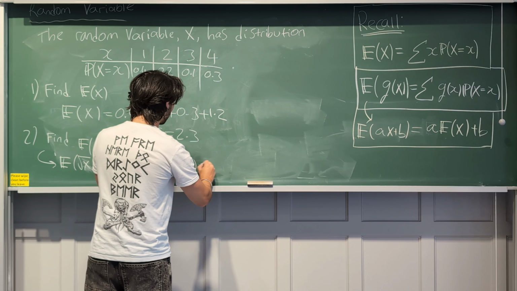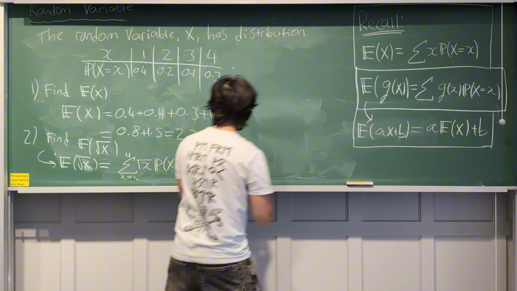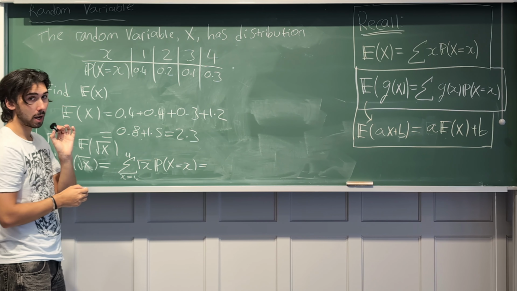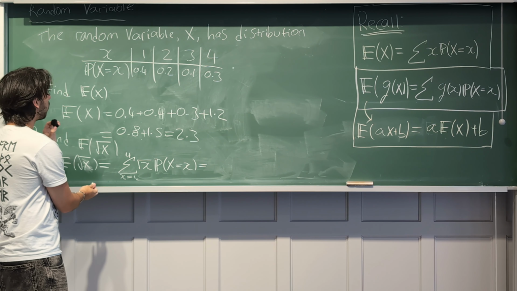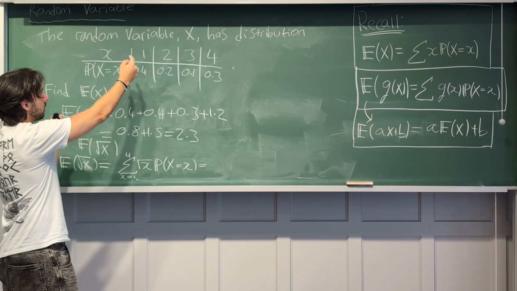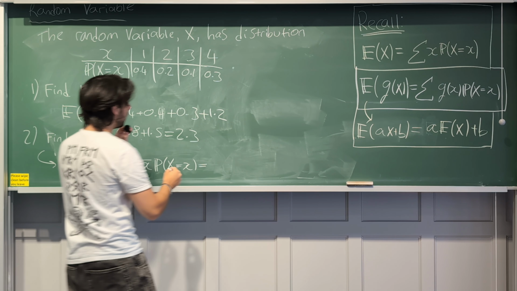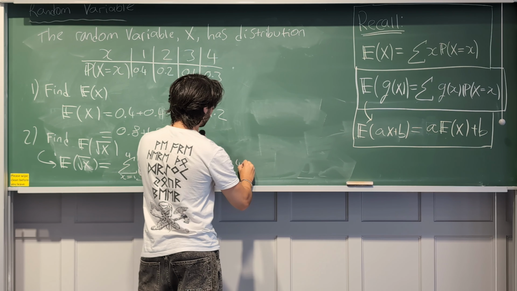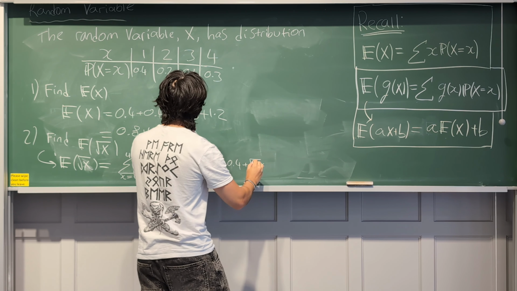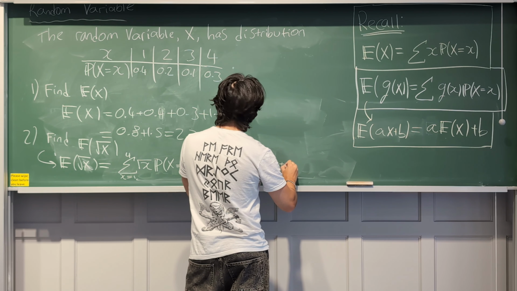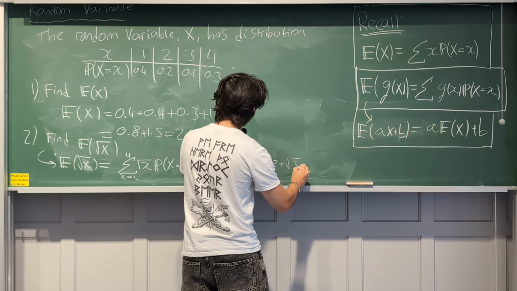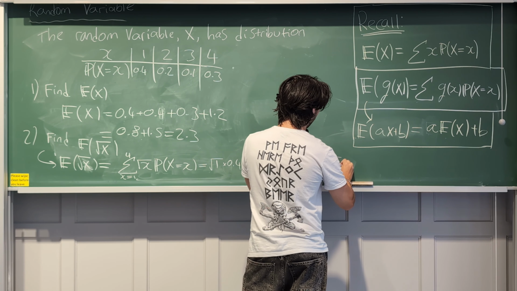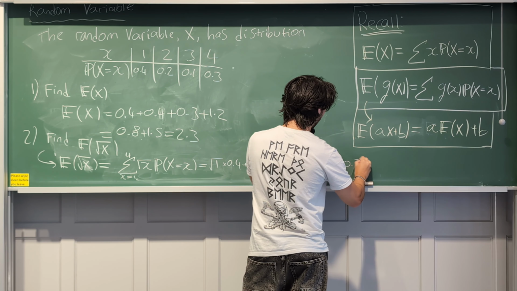You can do this one for yourself, or I'll write down how you start it, and then I'll just tell you what the answer is to save a bit of time. What we do is take the square root of each value of x, multiply it by its probability, and then add them all up. So the square root of 1 times its probability, 0.4. Then we add the square root of 2 times its probability, 0.2. Then we add the square root of 3 times its probability, 0.1. And finally, we add the square root of 4 times its probability, 0.3.